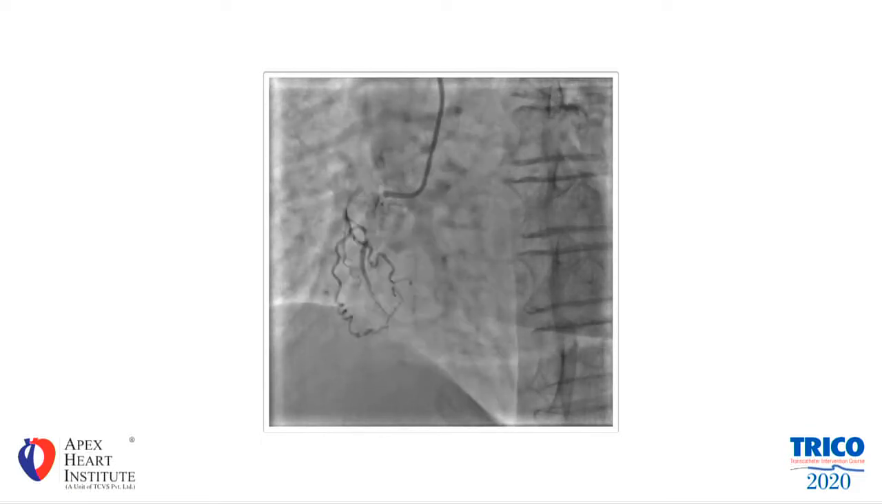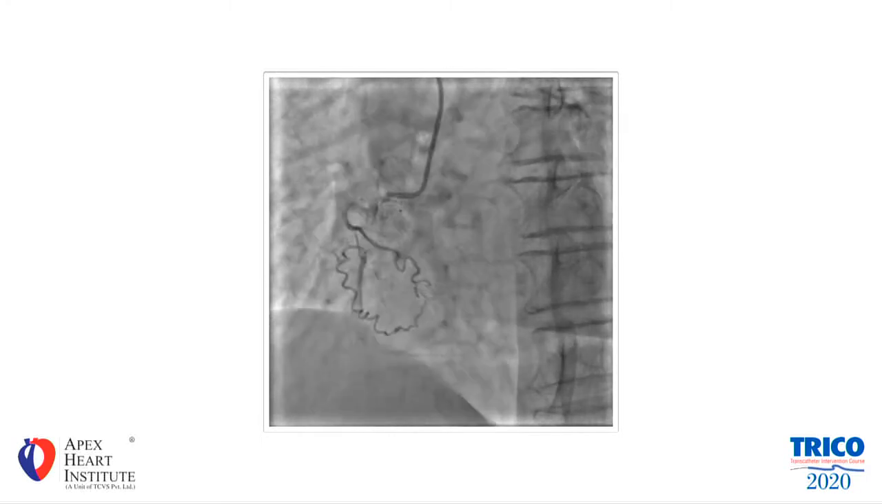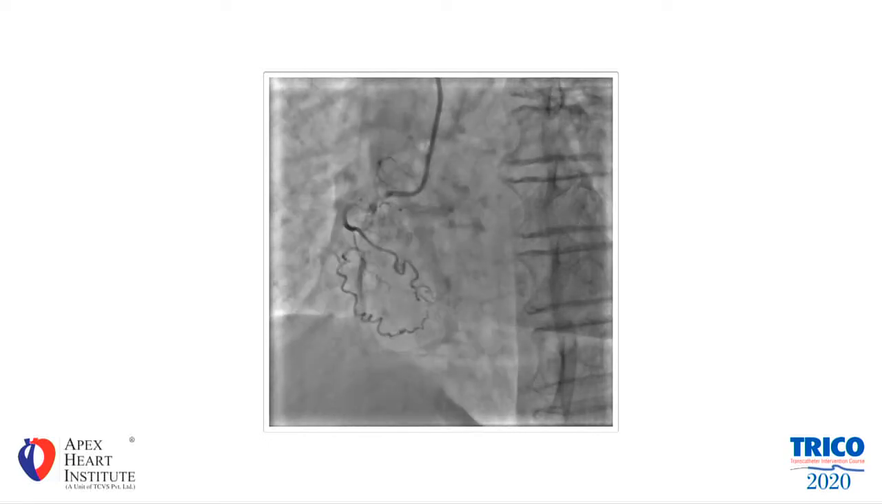As you can see in this angiography, there is a chronic total occlusion of the proximal RCA with bridging collaterals, and our plan is to do CTO angioplasty with IVUS guidance. Thank you. We go live now.